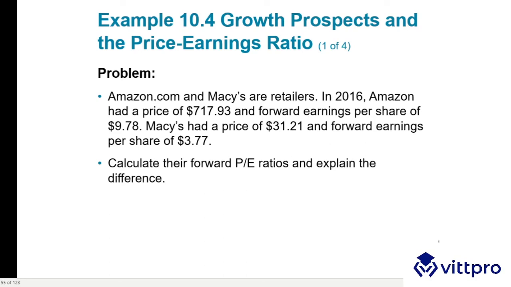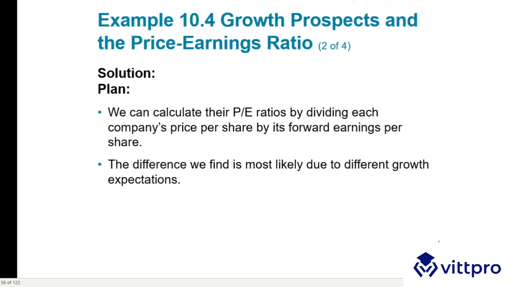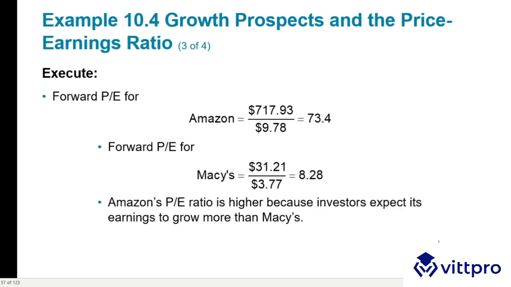Calculate their forward PE ratios and explain the difference. If you calculate their forward PE, it will come to 73 and 8. Now Amazon's PE ratio is higher because maybe they expect that Amazon's earnings are going to grow much faster than what Macy's earnings are going to grow in the future. So that's the difference. That's why they are different.